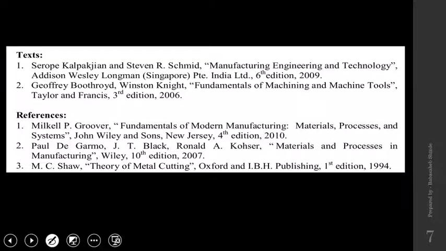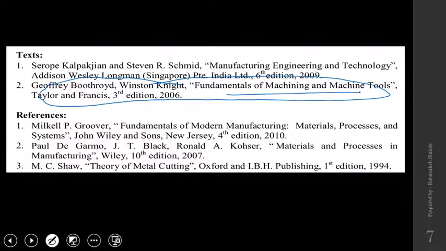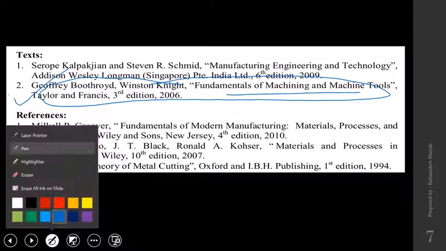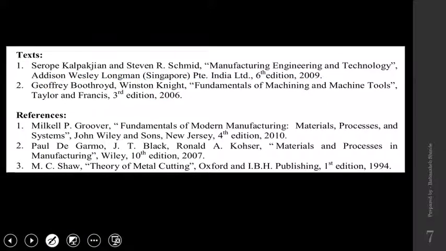Now, to refer to a textbook for units number 2 and 3, which are based on metal cutting, you can go with book number 2. That is based on fundamentals of machining and machine tools. The author is Geoffrey Boothroyd. This is quite a good book, but you might find it hard to understand because it has been written a little bit in a complicated manner, but it is a really good book.